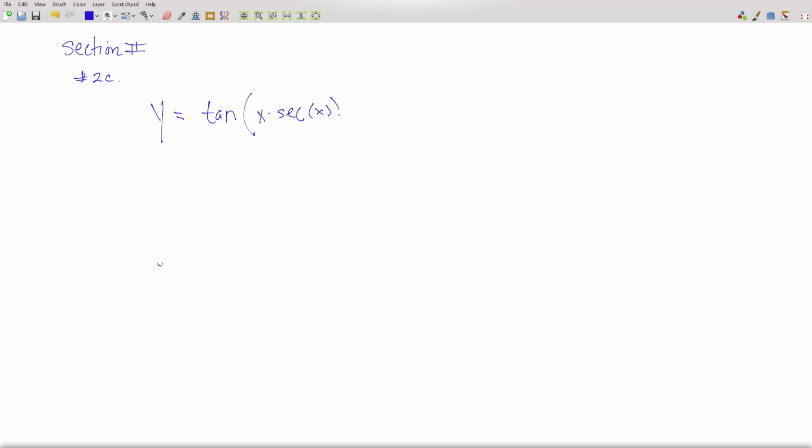Okay, so there is a function inside of a function. We call that the composition of two functions. Certainly, we're going to need to use the chain rule to do this. Okay, so let's see what we get. So let's think about dy dx. I'm going to use the chain rule.